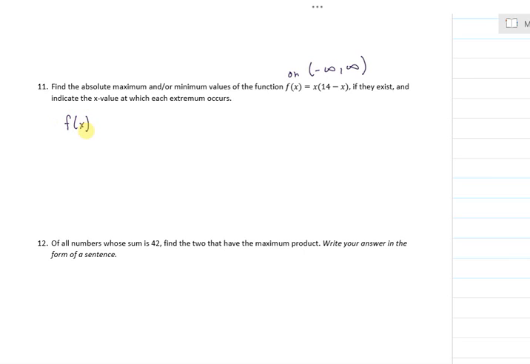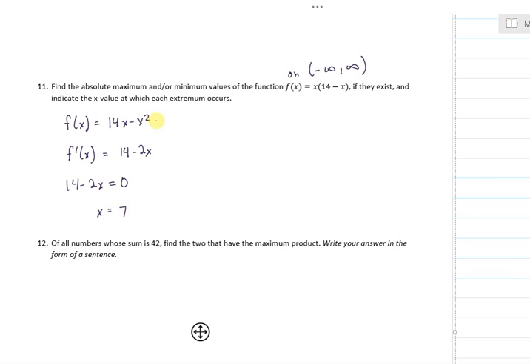So f of x, I'm going to go ahead and multiply it out. I get 14x minus x squared. So my derivative, f prime of x, is 14 minus 2x. When I solve this equal to 0, I get x is 7. So I have exactly one critical value, so I know that that's an absolute max or an absolute min. I just have to figure out which one.